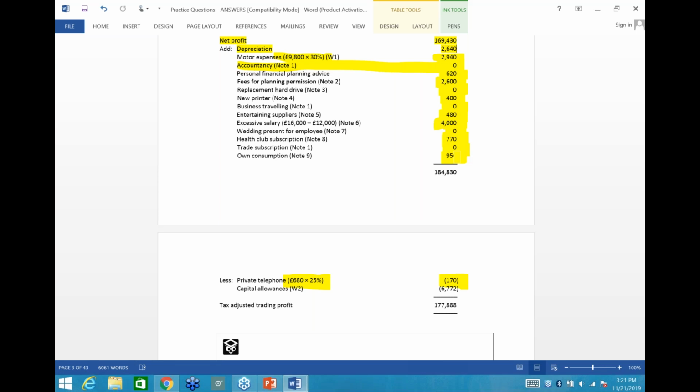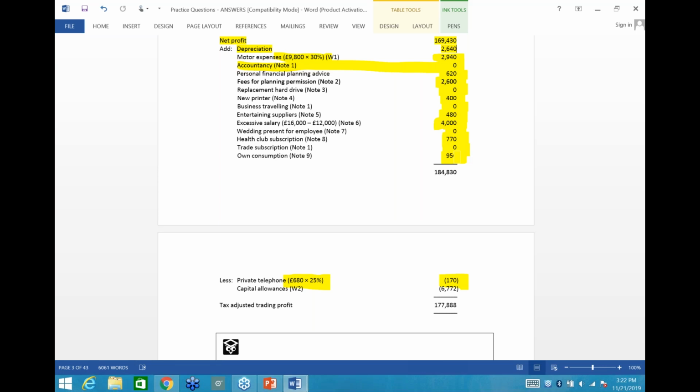Say the main pool balance is £900. It's less than £1,000. Then the full £900, without claiming 18%, the full £900 you can claim as small pool WDA because the pool has become small. The pool balance is £1,000 or less. The pool has become small. In that case, without claiming 18 or 8%, the full amount can be claimed as small pool WDA.